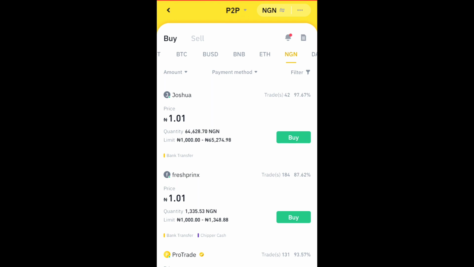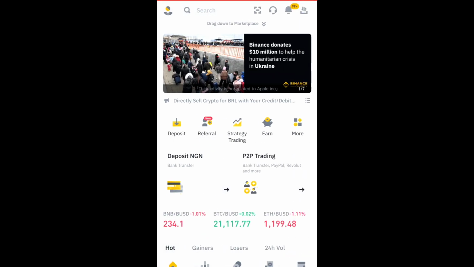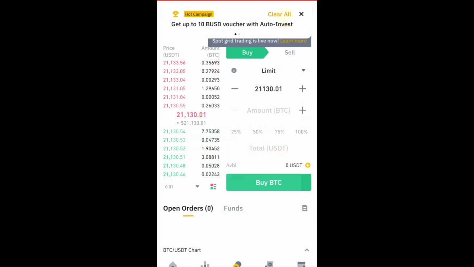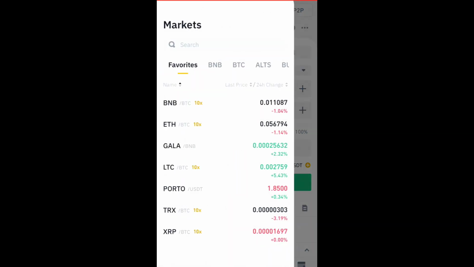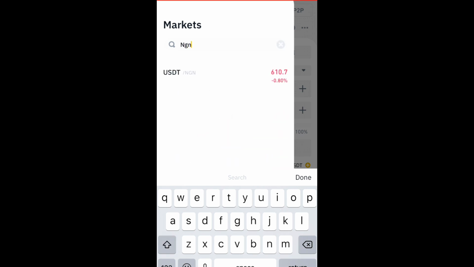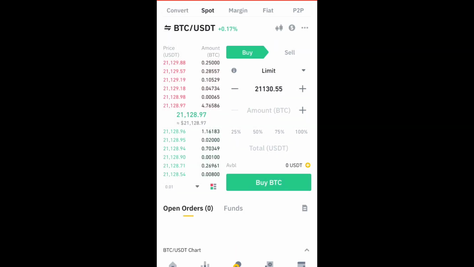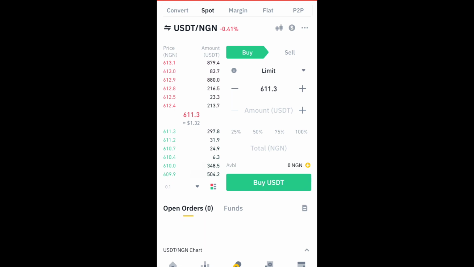After you have received this amount in your Binance NGN wallet, this is what you do. You head to trade on the Binance app. So we will be looking for the NGN USDT. So this is the NGN USDT.